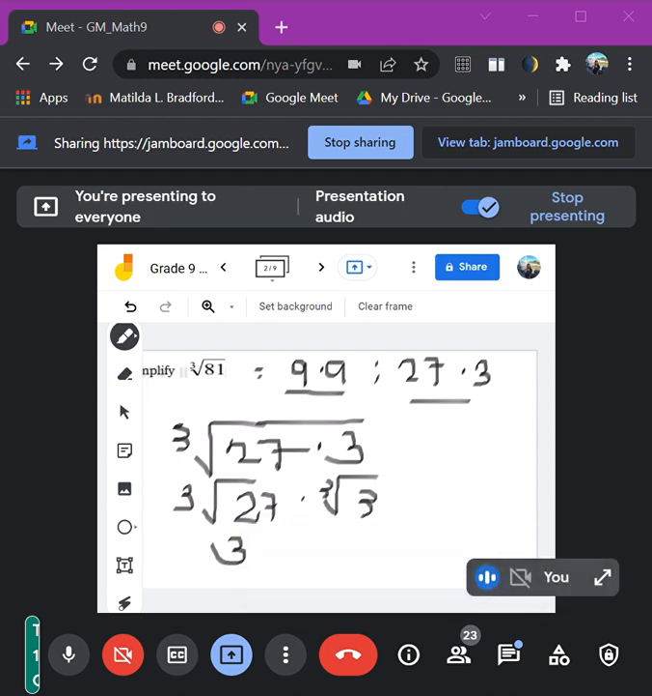Okay, actually, dili na siya. So, we are going to copy that one. So, atong final answer is 3 cube root of 3. Okay? Since dili naman na nato siya ma-simplify, class, kay 3 cube root of 3, wala mo siya answer. Okay? So, that is now your final answer.